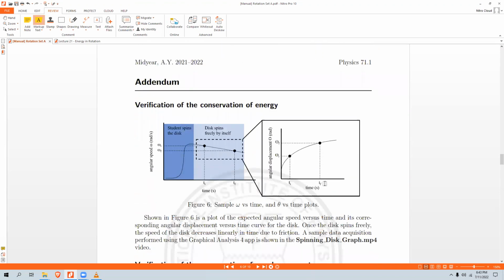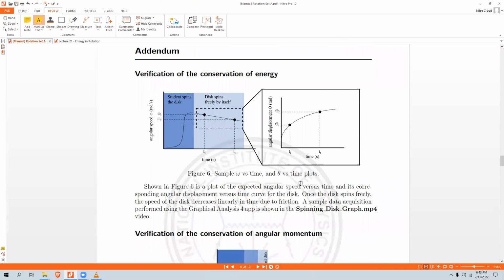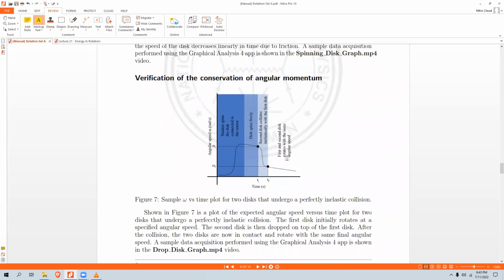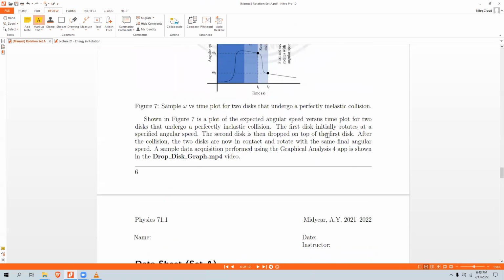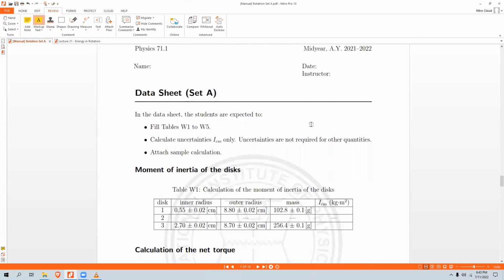This is just an addendum, so it's not really relevant to doing the experiment remotely. But you can still read it for additional information should you be interested. Anyway, let's go to our data sheet.